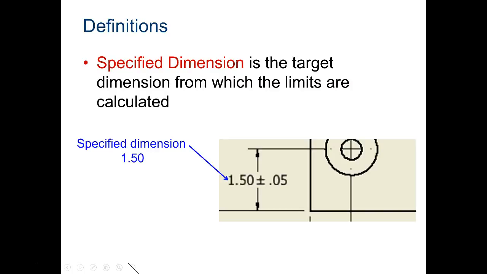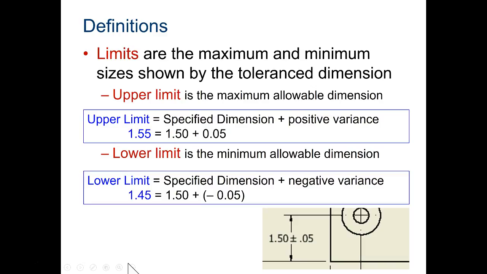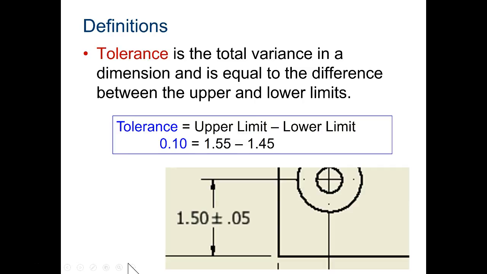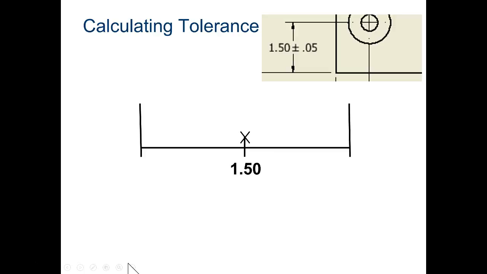The number we see here is the specified dimension, the 1.5, and then the plus or minus 0.05 is the bilateral tolerance. This is a slide that discusses the definitions of the limits, but we've already talked about that, so you can go look at these notes. They're posted online. And again, it's still talking about that plus or minus limit.